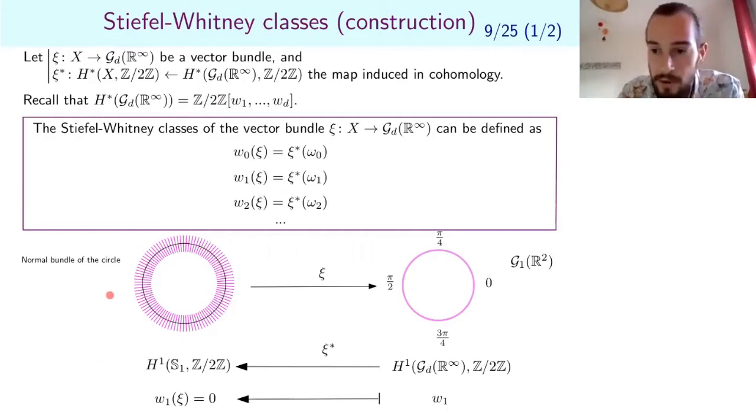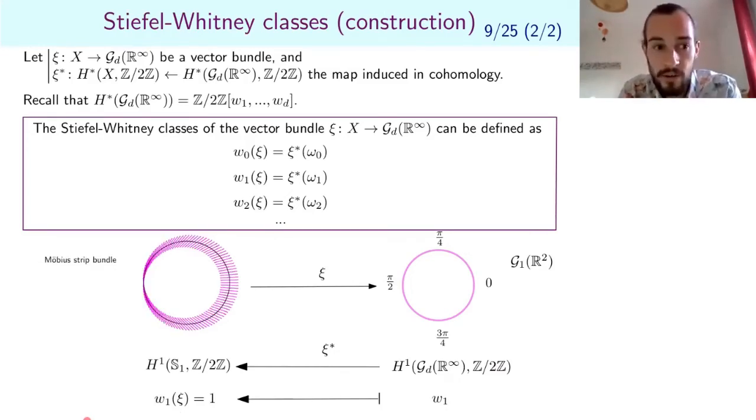So still an example with the circle. We've seen that a map Xi that describes the normal bundle is a map that winds two times around the Grassmannian. And a map that winds two times in cohomology is zero, because we are over Z2. So take W1, the first cohomology class of the Grassmannian. Its image by Xi star is zero. So the first Stiefel-Whitney class of the normal bundle of the circle is zero.